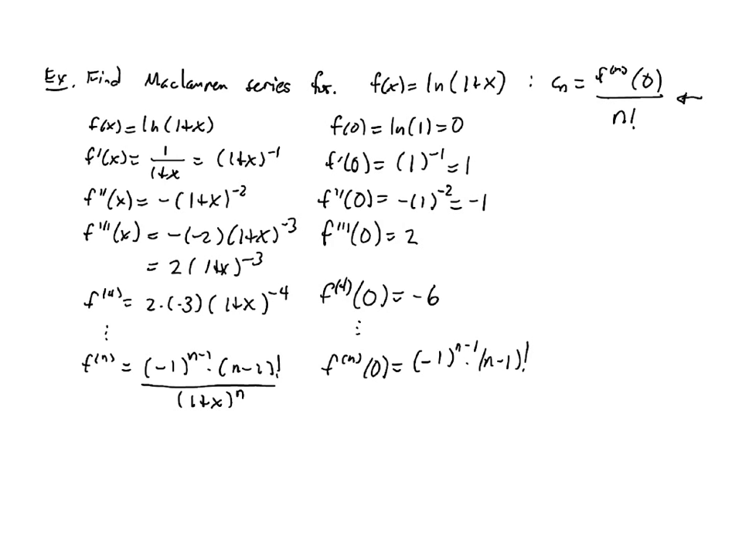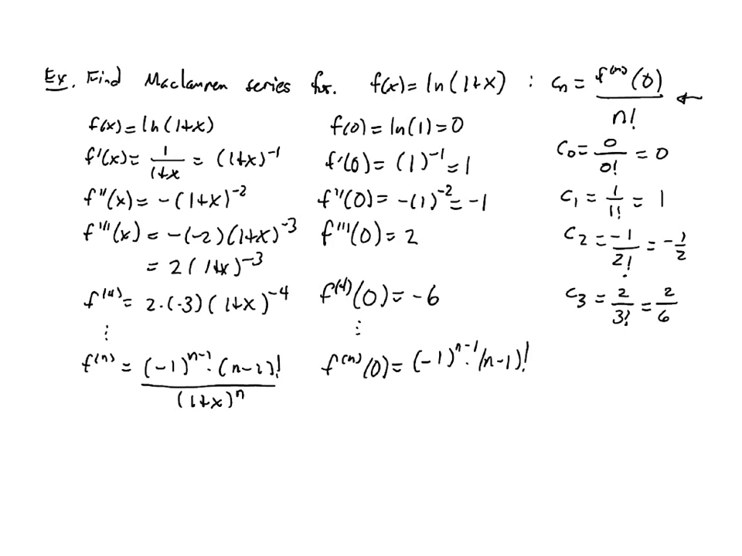And so when I take my Cn, I'm going to divide that by n factorial. So for instance, C0 is going to be 0 over 0 factorial, which is 0. C1 is 1 over 1 factorial, which is 1. C2 is negative 1 over 2 factorial, which is negative 1/2. C3 is 2 over 3 factorial, which is 2 over 6, so 1/3, and so on.